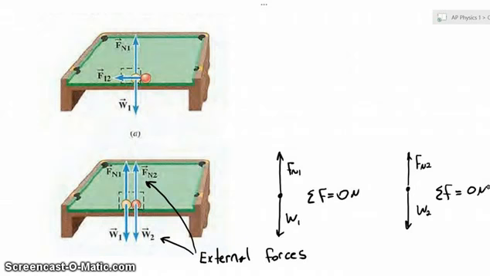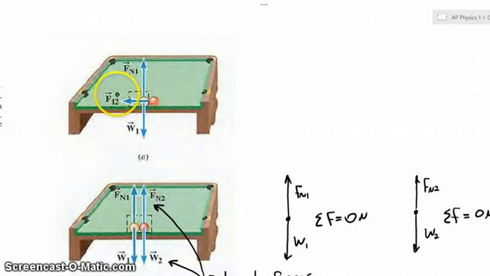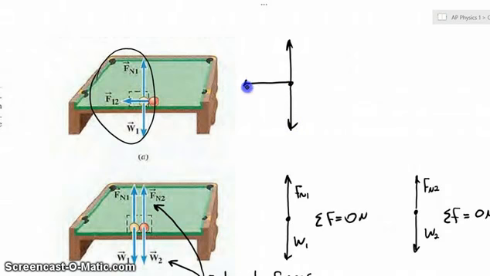So in this case, and the table they said was frictionless, the only external forces acting on the balls would be the weight and the normal force. Now, if we define the system like they did up here as just one ball, then during the collision we have another force. We have the force of one of the balls on the other during the collision.